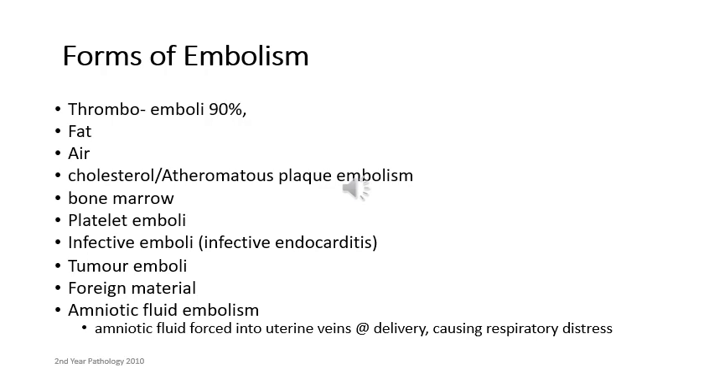When we look at the types or forms of embolism, there are various kinds. The most common one is the thromboemboli, emboli coming from a thrombus. That's 90% of the total. Then also fat, air, cholesterol or atheromatous plaque, part of the plaque, bone marrow, and platelets can get embolized. Then infective emboli, that is infective materials in infective endocarditis, the bacteria and debris. Then tumor emboli, then foreign materials can embolize, then amniotic fluid also can get embolized.